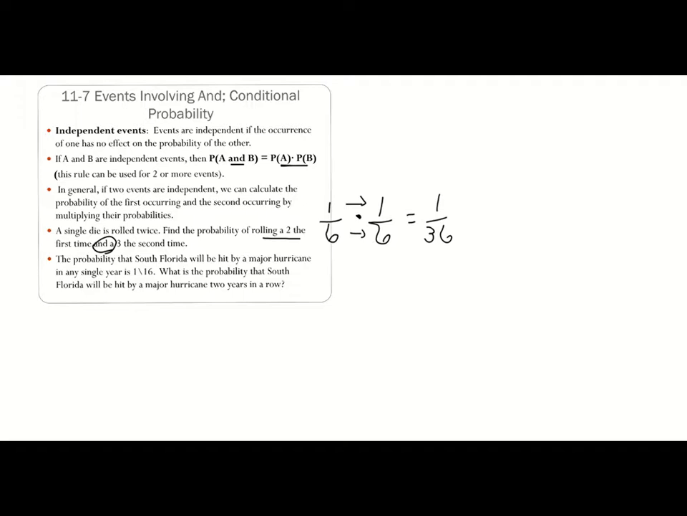Next, we have the probability that South Florida will be hit by a major hurricane in any single year is 1/16. What is the probability that South Florida will be hit by a major hurricane 2 years in a row? Okay, so any single year, the probability is 1/16. We want 2 years in a row. So the first year is 1/16. The second year is 1/16. The 2 years are independent. The first year doesn't have any effect on the second year. So when I multiply it, I end up with 1 over 256.